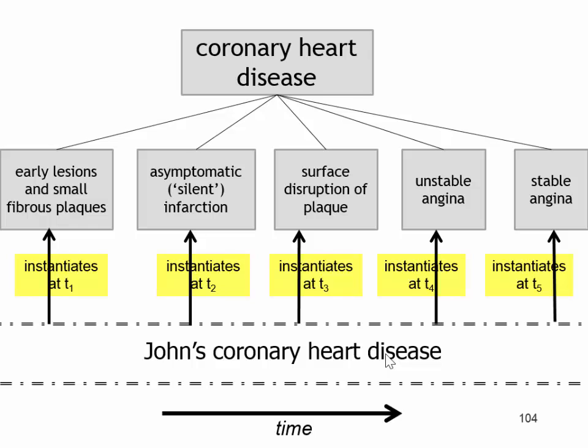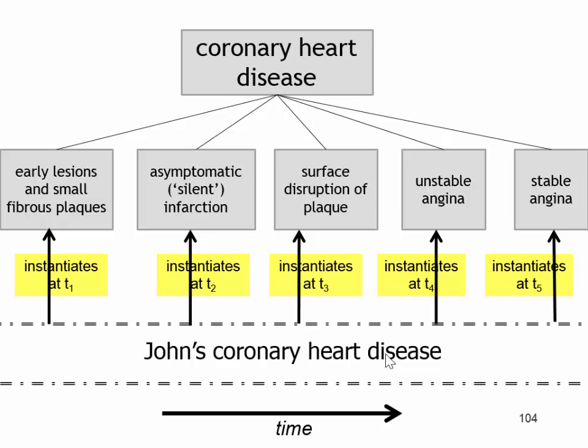So this one thing, John's coronary heart disease, instantiates all of these subtypes of the supertype coronary heart disease at different points during the course of John's disease. The course of John's disease is a process. Basically a process of getting worse and then stabilizing. And again, we're dealing here with threshold divisions which we mark through language, but the actual changes themselves are continuous. There are no sharp divides represented by these divisions.